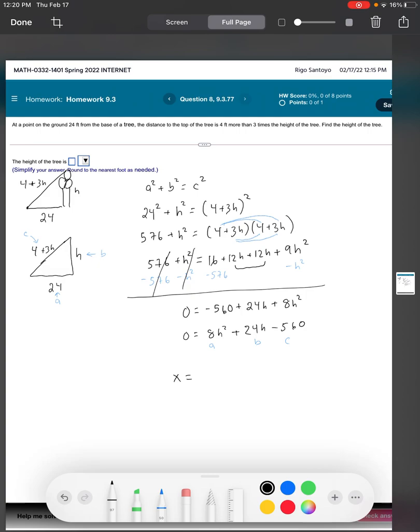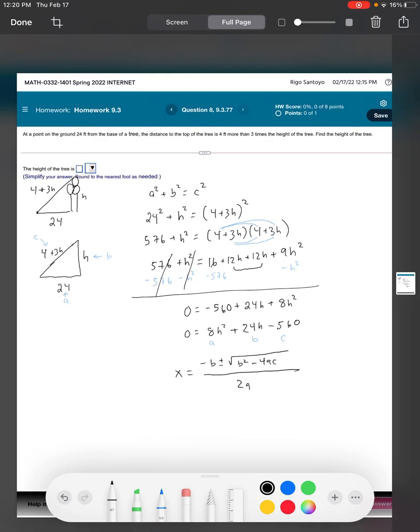The quadratic formula tells us that x equals negative b plus or minus the square root of b squared minus 4ac, all over 2a. So now we just replace these letters with numbers. It's negative 24 plus or minus the square root of 24 to the power of 2 minus 4 times 8 times negative 560, and we divide that by 2 times 8.